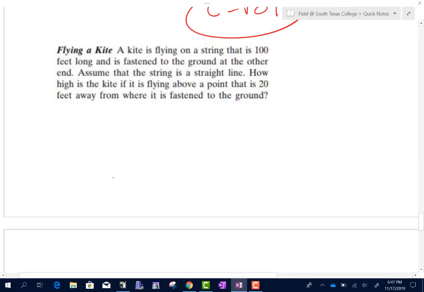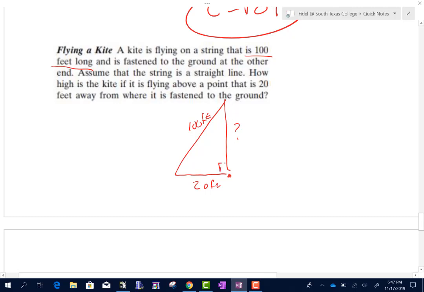So, let's see. My kite, okay, this is 20 feet. And this here is 100 feet. And we're trying to figure out how high is that kite. Because it tells me that the string is 100 feet long, right? And it says how high is a kite if it's flying above a point that's 20 feet away from where it's fastened to the ground. So here's my 20 feet. The kite's up here. We're trying to figure out how high is that right now.